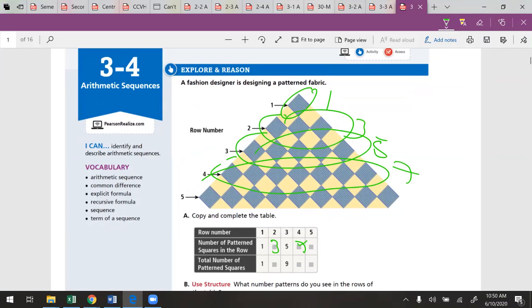3, 5, 7. Without even counting, what do you think the next number is going to be? You're right, it's 9. The total number of squares is not important. I don't care about that because what I care about more is how many are in the next row. And notice we're adding by 2 to get to the next number. That's exactly what we're doing here. This is what's known as an arithmetic sequence.